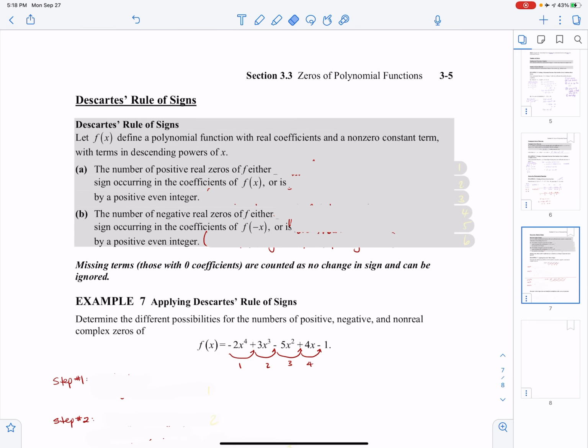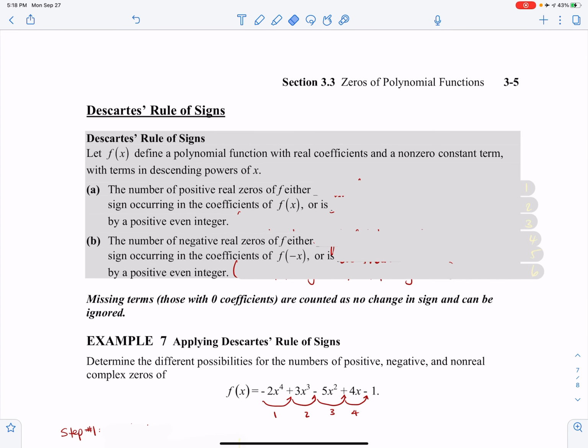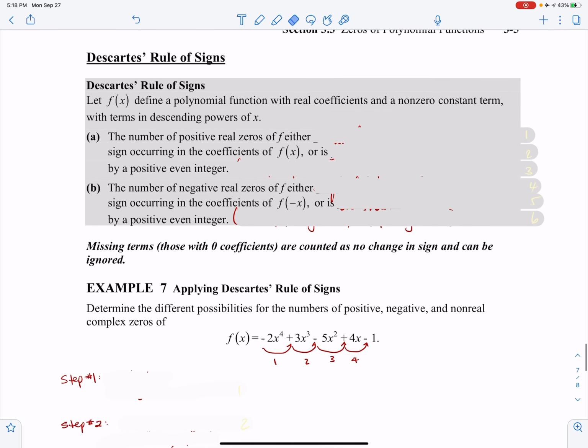Descartes' Rule. This gray box is so wordy, so let me explain what it's dealing with here. This is a trick for finding how many zeros you're looking for. Notice that part A says the number of positive real zeros, and here's going to be the number of negative real zeros. So this is a trick for finding the number of positive and negative real zeros.